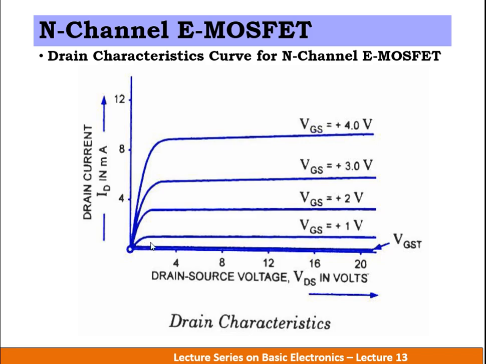For further increase in the drain source voltage, ID remains constant. With further increase in VGS greater than VT, automatically there will be an increase in the drain current. So keep on increasing the VGS value in a positive direction, and there will be an increase in the drain current. For further values of VDS, the drain current remains constant. So this is called the drain characteristics curve of the n-channel EMOSFET.